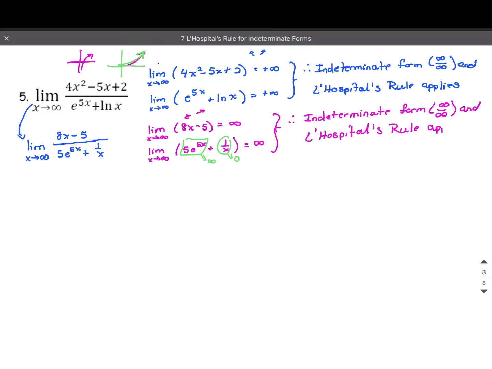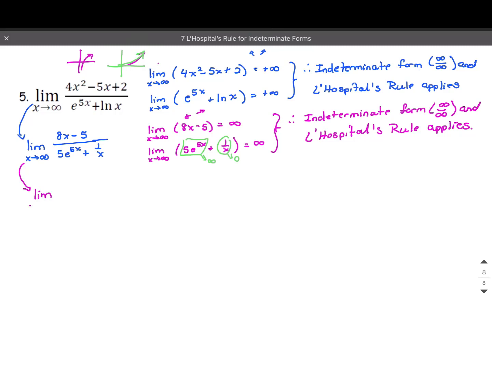Don't you love having to write this out all the time? If it's a multiple choice question on the AP exam, feel free to just write, okay, I got infinity over infinity. I'm going to do the derivative of the top and derivative of the bottom. But if you are on a free response, and I'm going to make you do it on my test so that I know you're in good habits, make sure you write all this out.